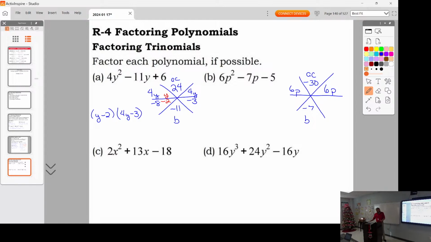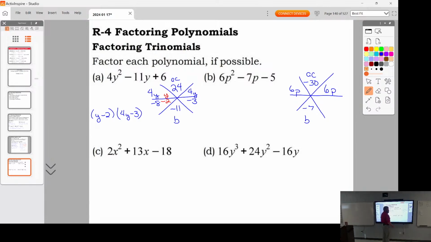A little bit of struggle on getting the two numbers. Doing it by hand, we just think about ways to get 30. Multiplying two numbers together to get 30. 1 times 30 is 30. Is there any way to add a 1 and a 30 together and get a negative 7? No. 2 goes into 30, 2 times 15. Can you get a negative 7 out of 2 and a 15? No.